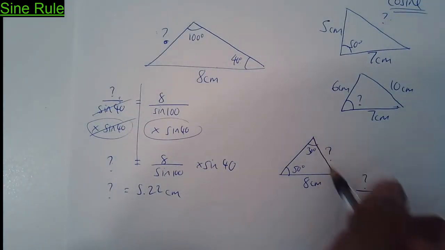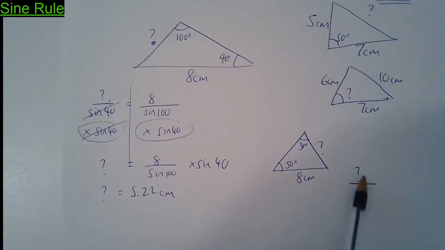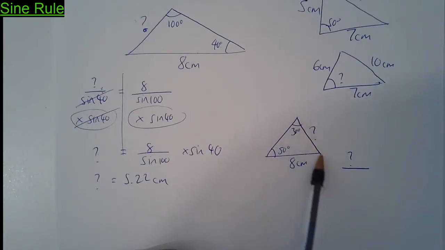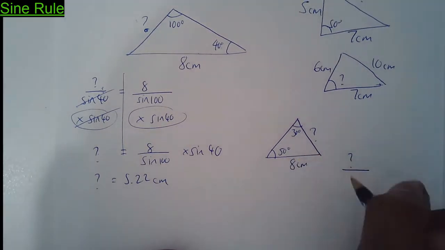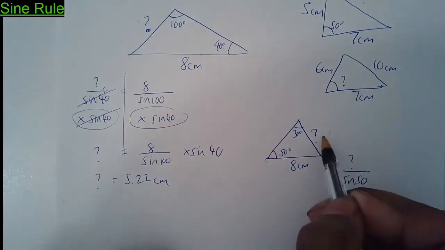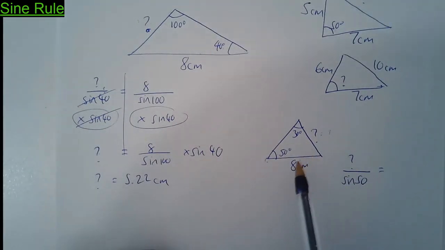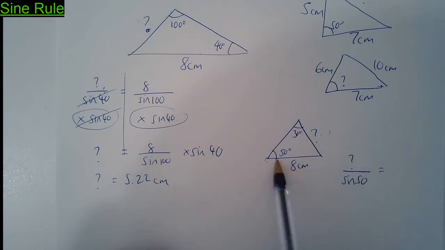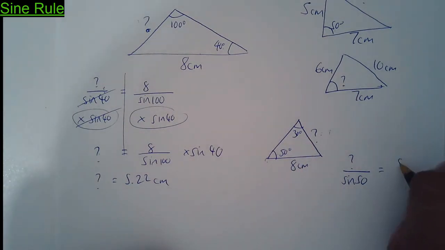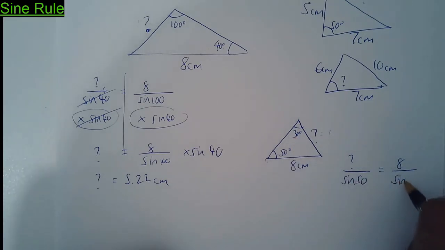Remember, always try to put the question mark on the numerator. It makes it easier. So Mr. Question mark over here is married to sine 50. We're going to pair them off. And then 8 centimeters is going to marry 30 degrees, sine 30.